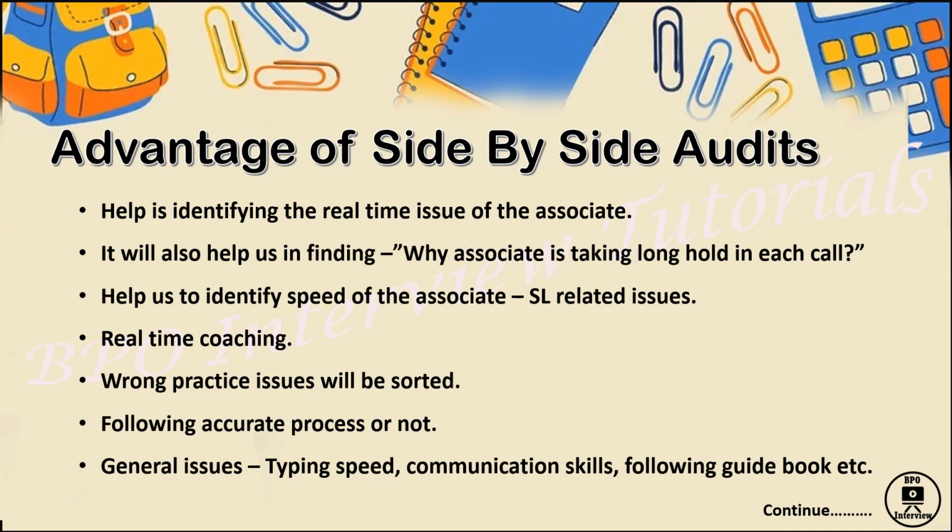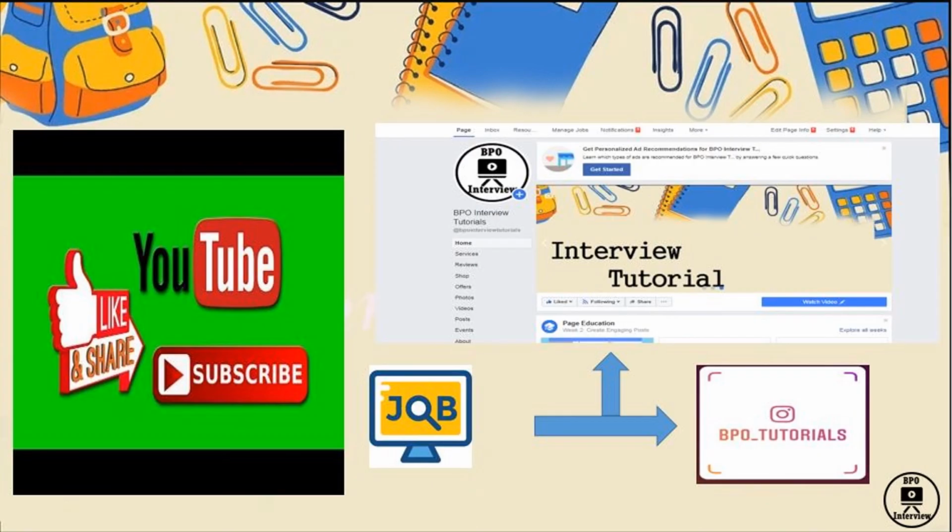Do these audits with 5 to 6 associates who are getting repeated dents on the same parameters, or where there are any issues with the associate. Share that report with your manager, and definitely there will be great appreciation given to you, and there will also be an improvement on the associate side as well. So that is all about the SBS, guys.